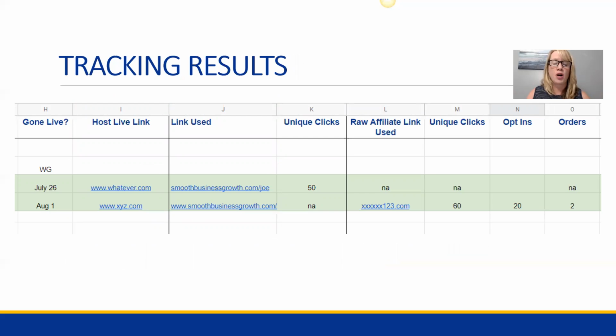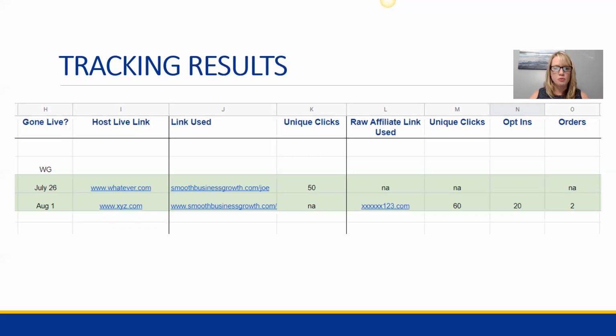So let's say a podcast went live on July 26th, and you want to make sure that you have the data of, like, where is the host, where's the web page for the host, right? And then what link did you use and share on the podcast? And how many unique clicks? So this first row is Pretty Links. The next row I show as an example if they were an affiliate.